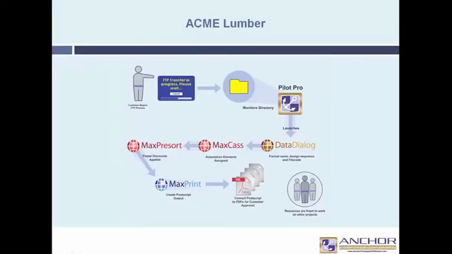Let's consider the following job for ACME Lumber. For example, files arrive daily from the customer via FTP. Once the file arrives, it processes through data dialog to format the name and assign a sequence number and file code. Then the file is processed through MaxCast and MaxPresort to obtain postal discounts. From there, PostScript files are generated by MaxPrint and converted to PDF using Acrobat Distiller.